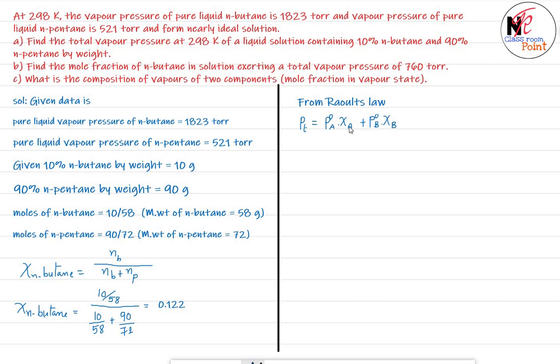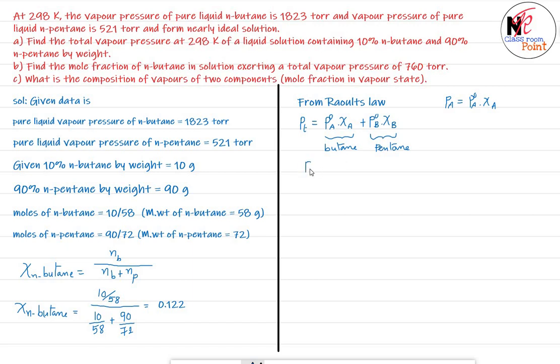From Raoult's law, the total vapor pressure of the solution equals the sum of the partial pressures. Partial pressure means P naught A XA plus P naught B XB. Why? Because the partial pressure of any component is equal to the product of its pure vapor pressure with the mole fraction of that particular compound. So that we have substituted over here. Now take P naught A as butane and P naught B as pentane. So this is the pentane.